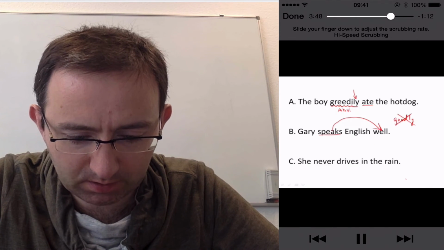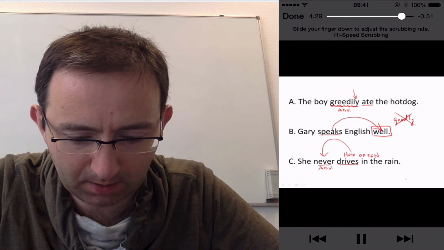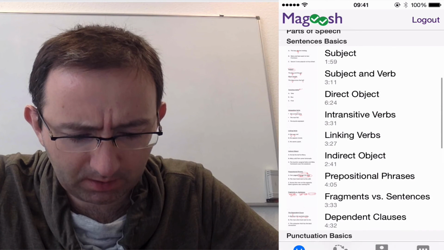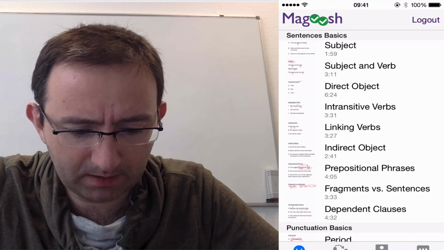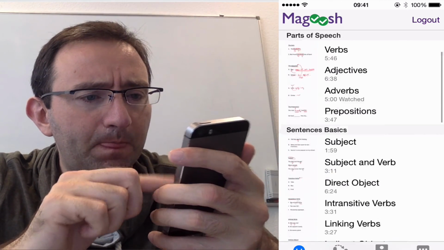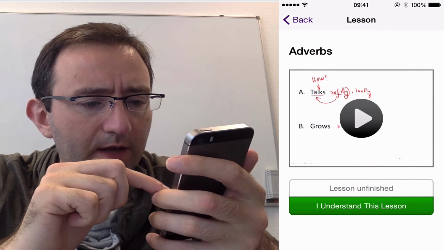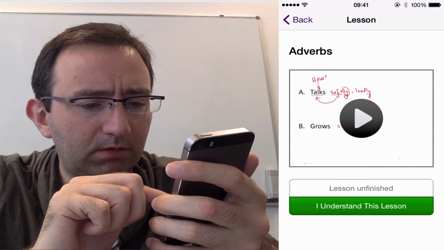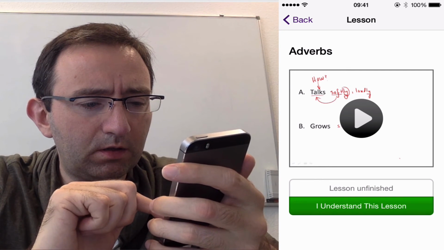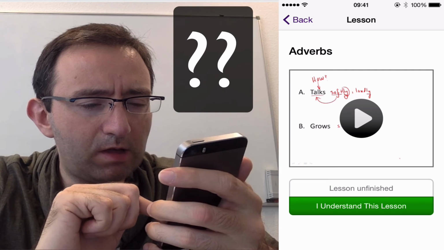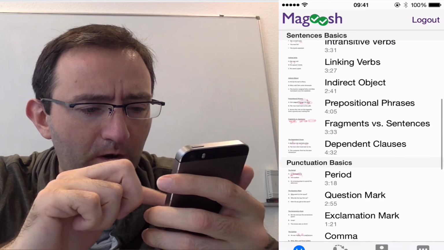But this explanation looks quite good. Yeah, that's like how I do it. But I mean, look at all the things there: indirect objects, dependent clauses. But after you've watched it, then what? So you click on lesson unfinished. I understand this lesson. Okay, I understand this lesson. I need more review. And then what? And then what?